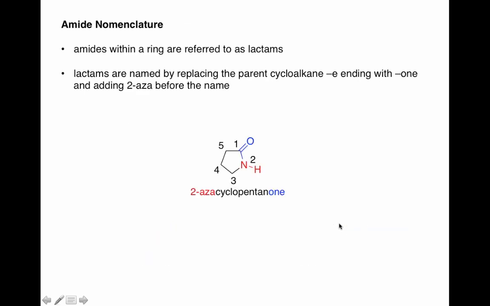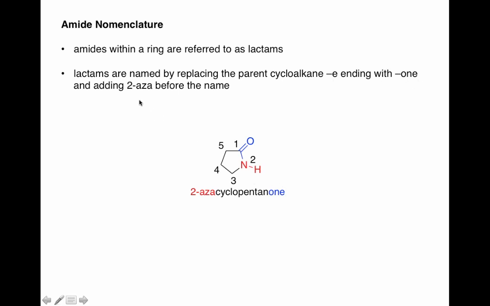Lastly, if amides are embedded within a ring, they are referred to as lactams. Lactams are named similarly to lactones in that the ring size is designated with a cycloalkane name, and the cycloalkane E ending is replaced with ONE.